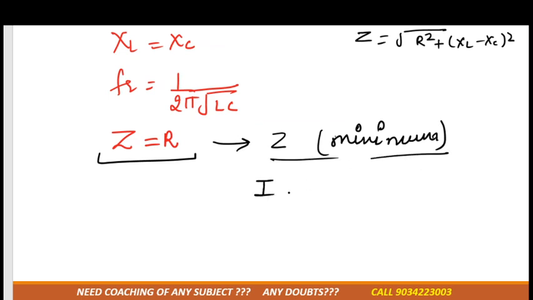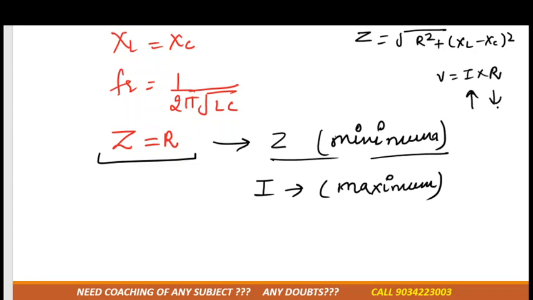If Z is minimum, would the current be minimum or maximum? The current would be maximum. Obviously, according to Ohm's law, V is equal to I multiplied by R: if resistance decreases, then current increases, right? So if Z is minimum, the current is maximum. They won't say directly that this is the condition of resonance. They can indirectly say that you have maximum current.